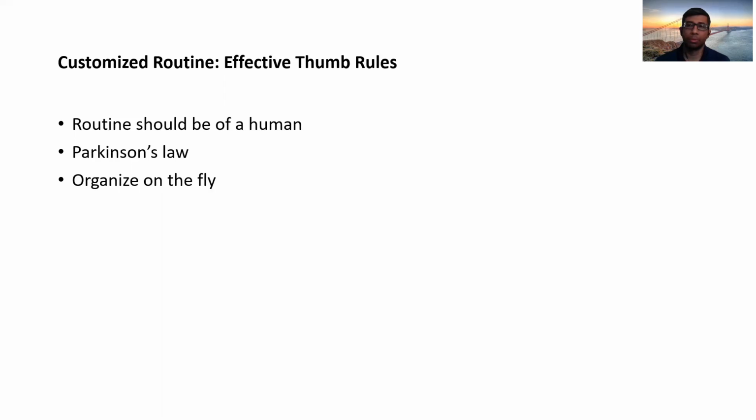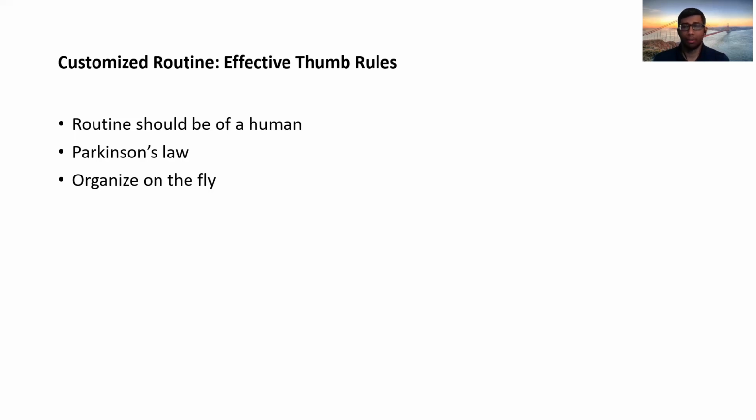Effective thumb rules associated with an effective routine is that a routine should be of a human. Generally, we are a lot enthusiastic at the beginning of the preparation stage, and we make a very hectic and very loaded routine, which is sometimes called a Superman routine. We should make sure that we will be able to follow the routine for a particular amount of time. And that's why the routine should not be loaded, rather it should be light, healthy, and effective.